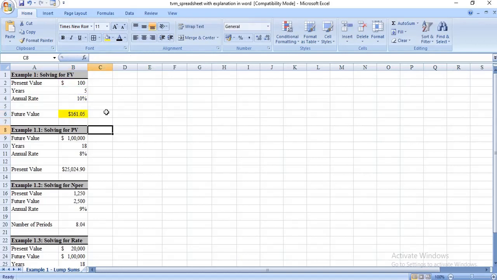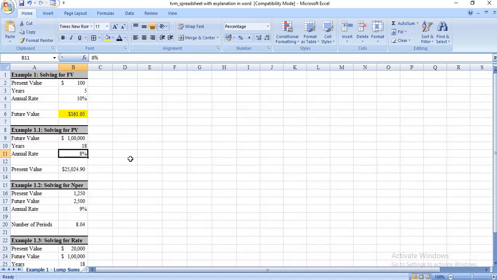So now come to the next part, that is solving for PV. Solving for PV means present value. You are getting a certain amount in the future. In this problem you can see it is given that after 18 years you are getting $1 lakh, and the rate of interest is 8%. So now what is the amount you should invest?